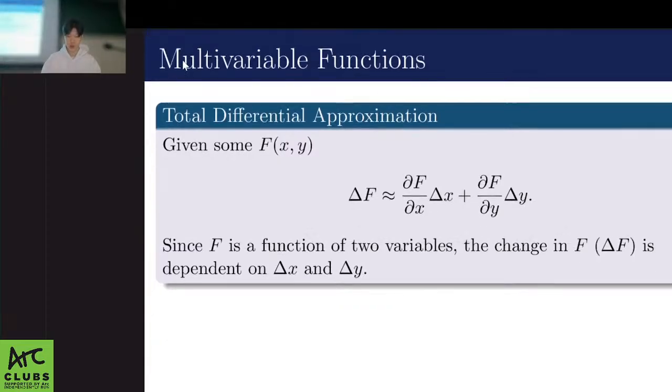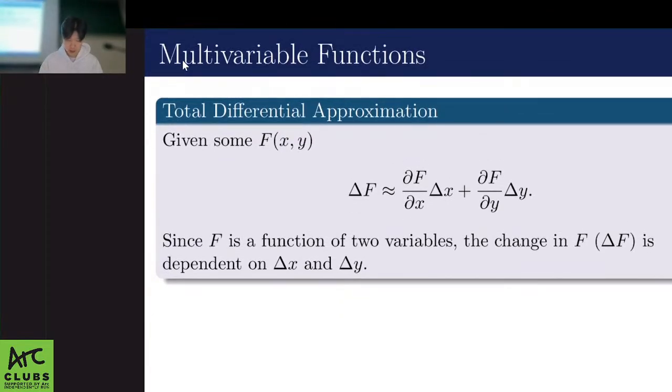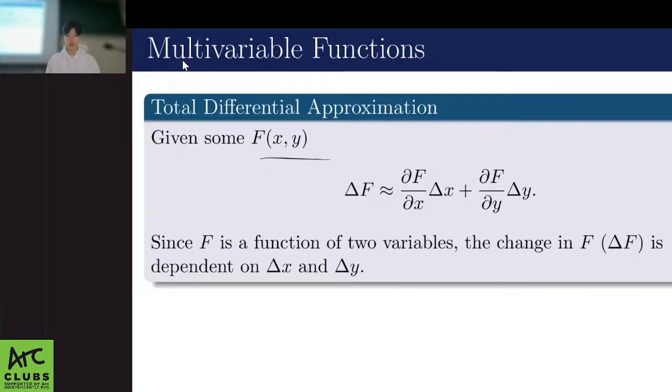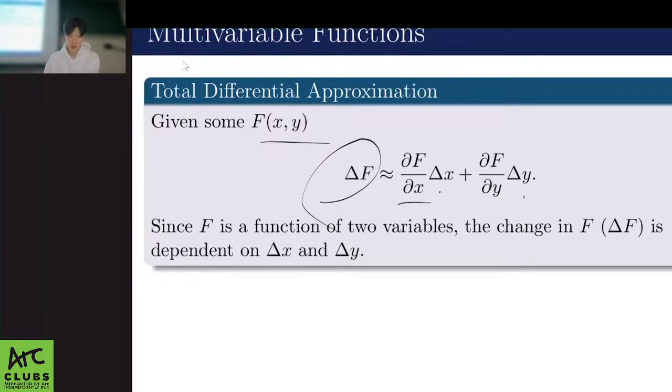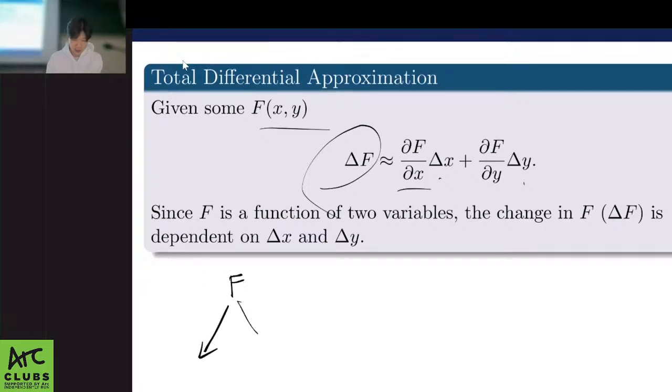Now we're going to be moving on to total differential approximation. So it says that if we have some f that's a function of two variables, the total change in f is approximately equal to the partial with respect to x times the change in x plus the partial with respect to y times the change in y. So if I have some f with respect to two variables x, y, and I told you x went up by some amount and y went down by some amount, what can you tell me about f? How much does f change? That is what this formula is used for.